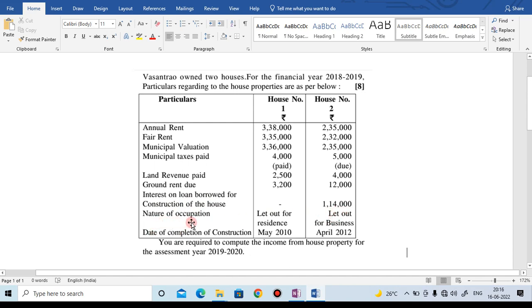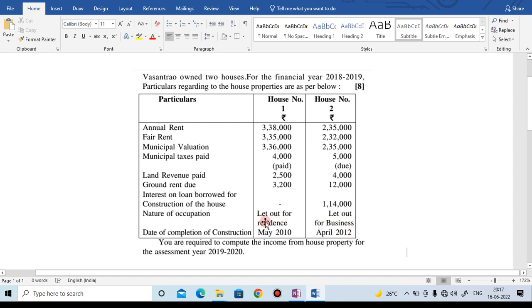Now what is the nature of occupation? House number 1 is let out for residence. Let out means it is given to another person on rent, and house number 2 is let out for business. So this is also a let out property. Both the houses are given on rent to other persons, and the owner is earning some income from house number 1 and house number 2. Let out for residence and let out for business.